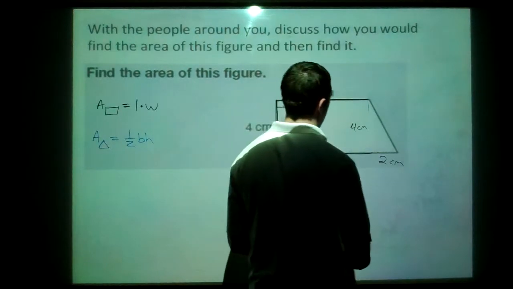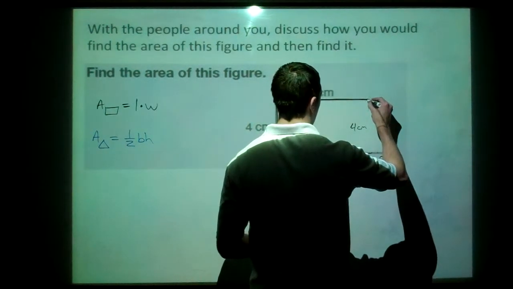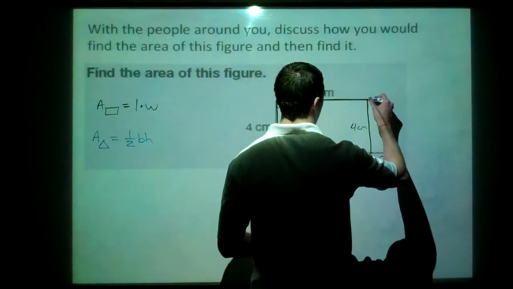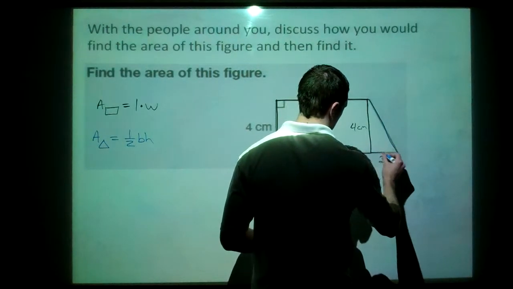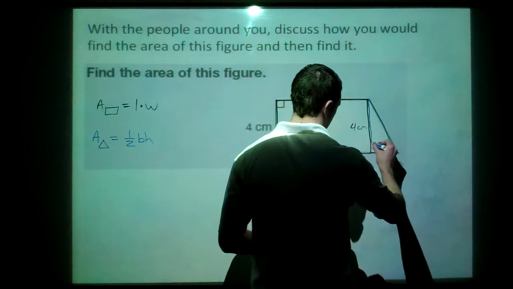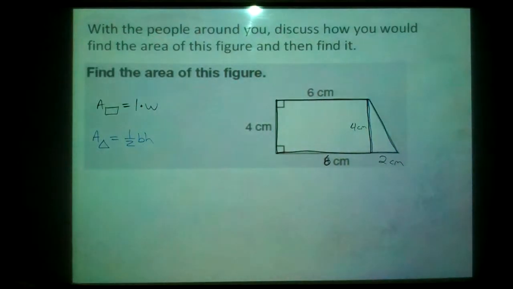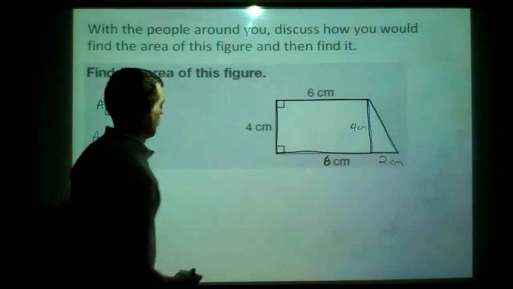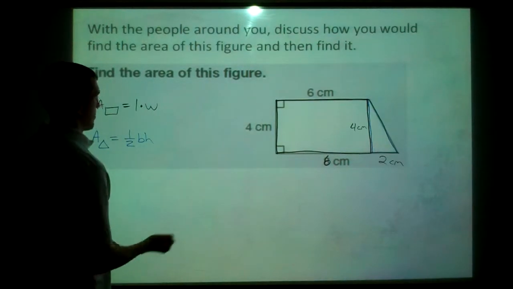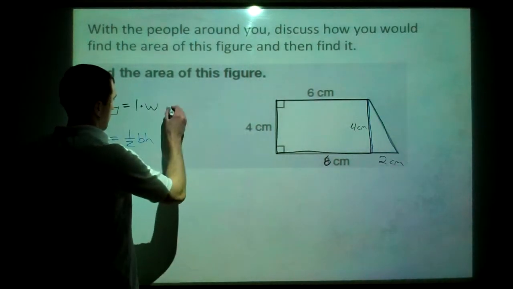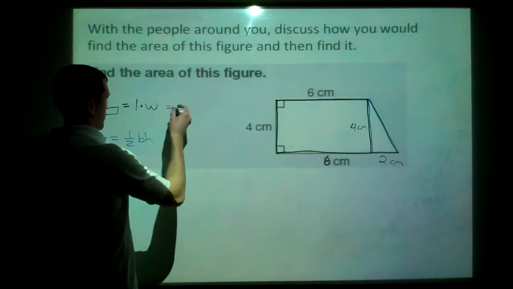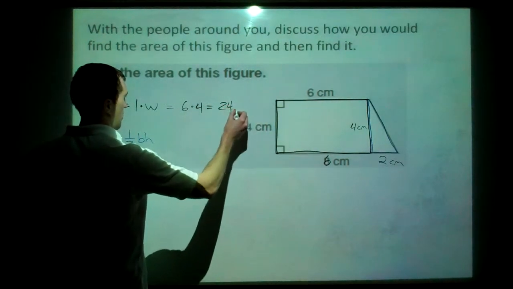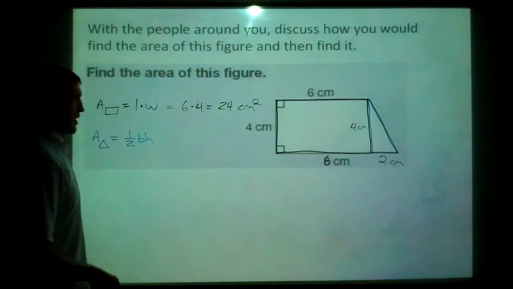So we've got, we'll split this down the middle a little bit here. About right there, triangle about right here. Alright, so they do share that common side, but I'm just trying to point out what we have here. So for length and width, it looks like we have a length of 6 centimeters and a width of 4. So we're just going to plug those in. 6 times 4, we should get 24 centimeters squared since we're talking area.